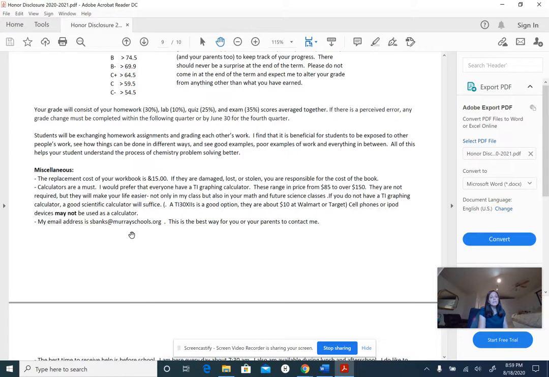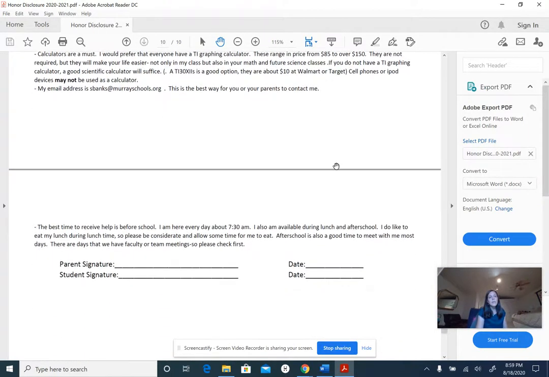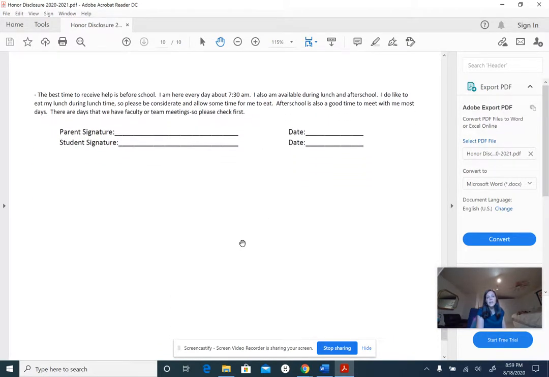This is my email. It's the best way for you and your parents to contact me. I have a parent signature and student signature and date. I have sent this home to your parents on Parent Square. They are supposed to go over it with you and sign and date that. And that is how I'm going to be doing this assignment.